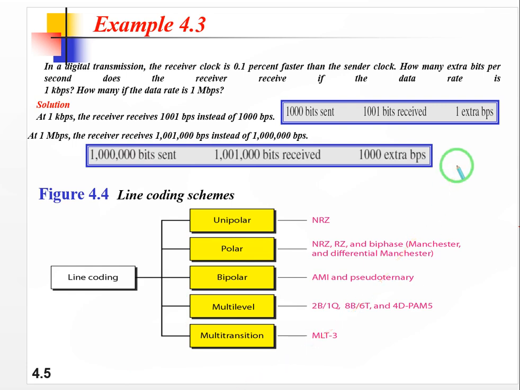So now coming to line coding. In line coding, we have different methods. The first method is unipolar, where we have the non-return to zero concept. Then we have polar, where we have non-return to zero, return to zero, and biphase, Manchester, and differential Manchester. Then we have bipolar, where we have AMI and so on. In this chapter we will cover these three line coding schemes, and we will see how we can convert our data into a signal by using a line coding scheme.